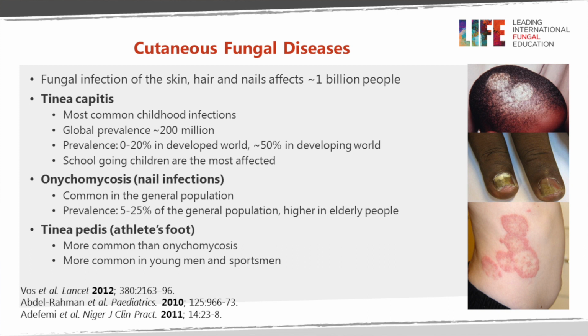So cutaneous fungal infections affect around 1 billion people. This was a piece of work published in The Lancet in 2012. Most common childhood infections, tinea capitis is a very common childhood infection, around 200 million, mostly children. It varies a lot in frequency, so there are some countries with a few hundred cases a year and others with millions of cases a year. It's person-to-person spread or animal-to-person spread. So sometimes this occurs in school outbreaks and so on.